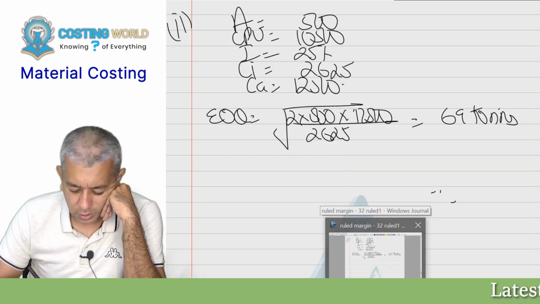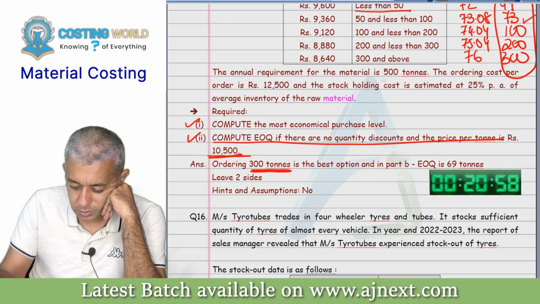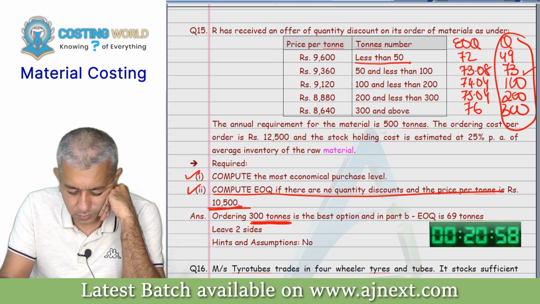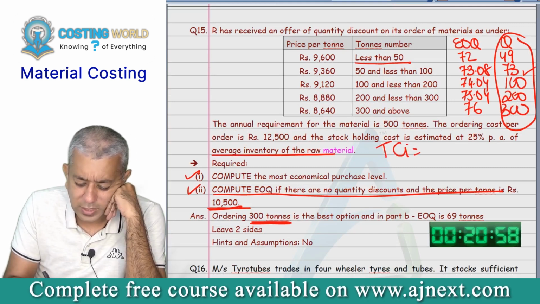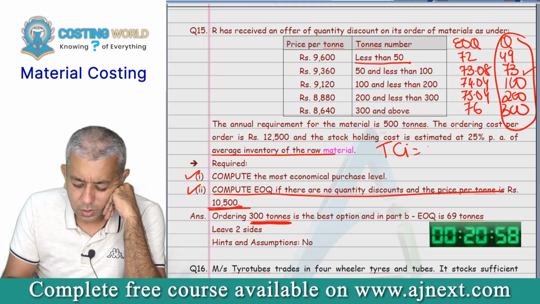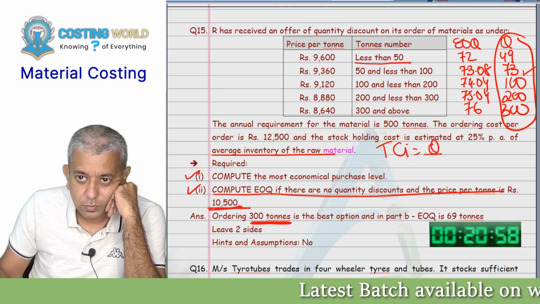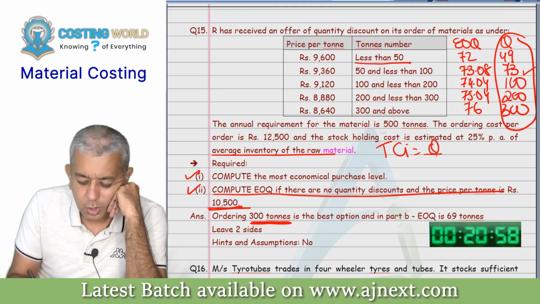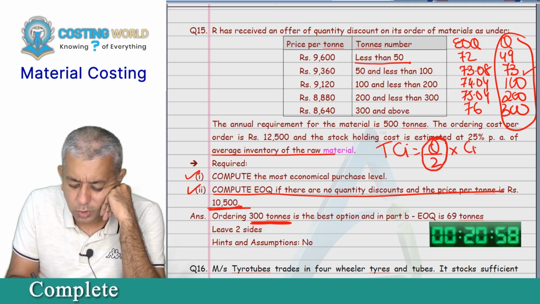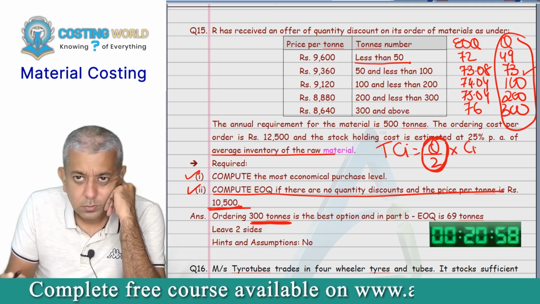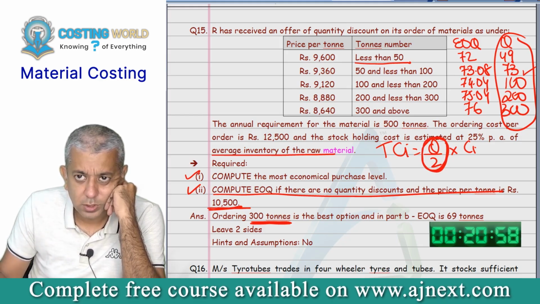Done, everybody? Yes, sir. Okay, enough. Now, for stock holding cost, they are taking 25% of average inventory, correct? That is what you do also, beta, when you compute your TCI: you do Q by 2 into CI. So in any case, you take your average stock into account. That is what you do in any case. So it is a normal question only.